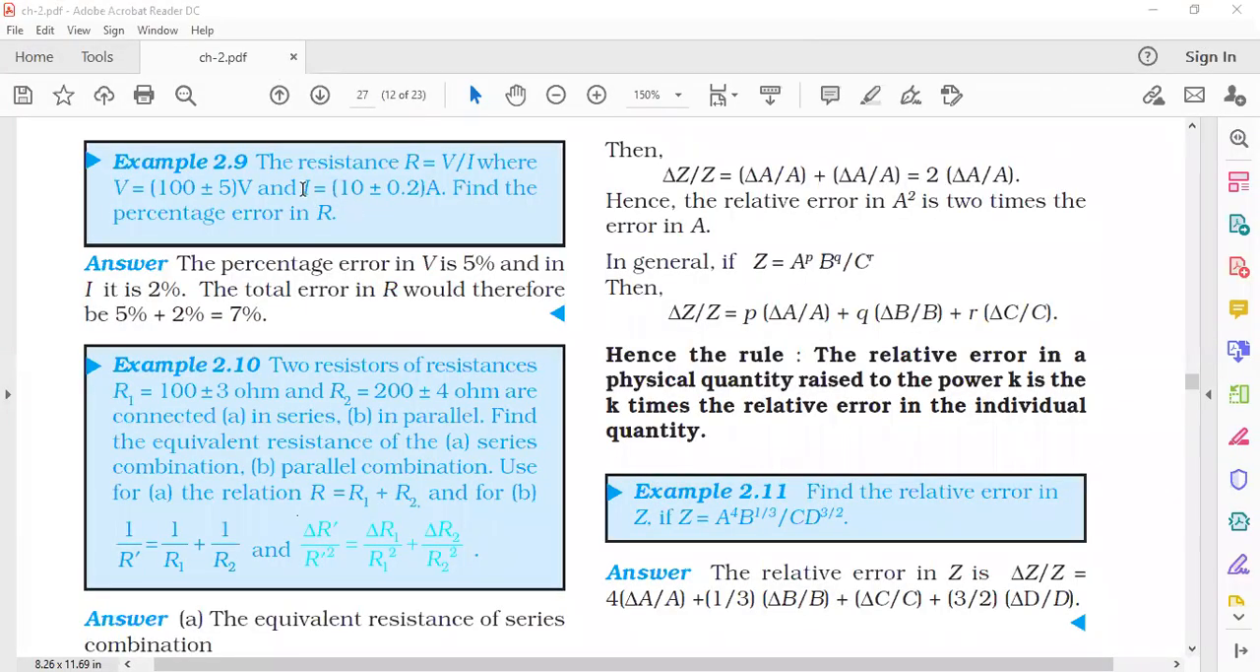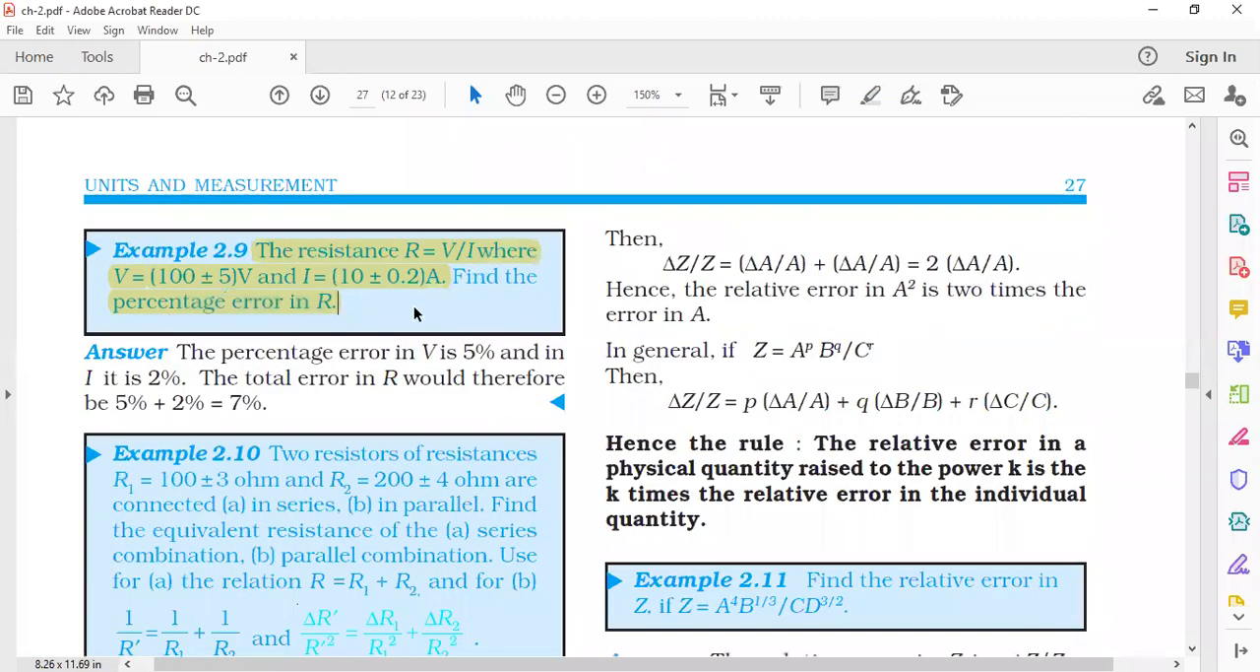Example 2.9 we start. The resistance R is defined as V by I, where V is voltage, defined as 100 plus or minus 5 volt. Similarly, current is defined as 10 plus or minus 0.2 ampere. Both I have highlighted. Find the percentage error in R. A beautiful question, and we will use all the relationships. You have a simple relationship. We'll apply the rule.